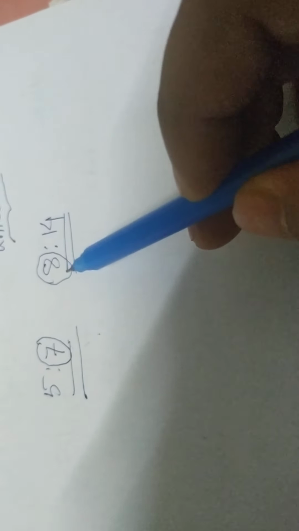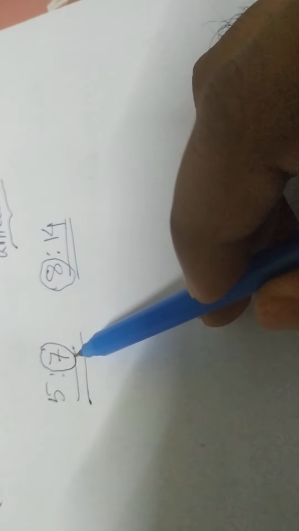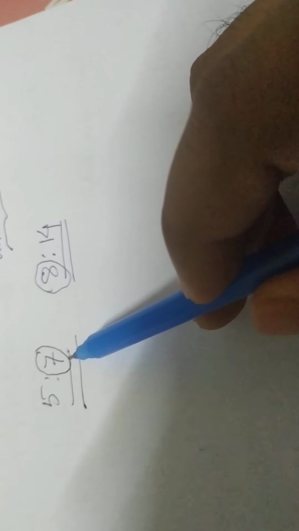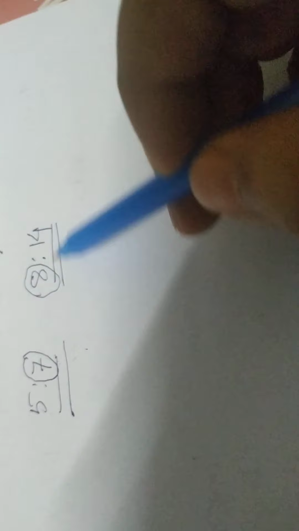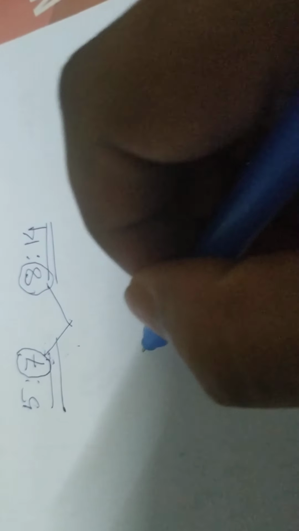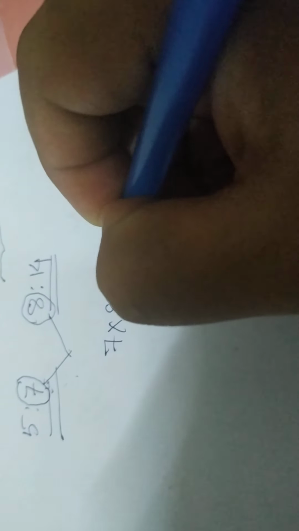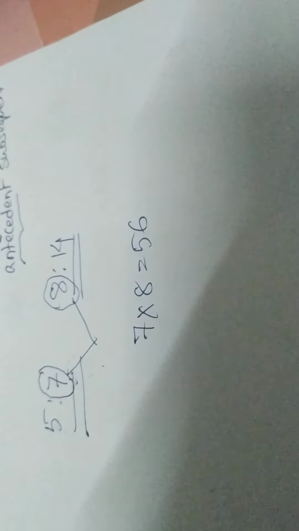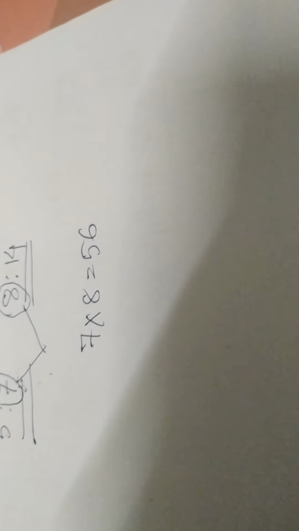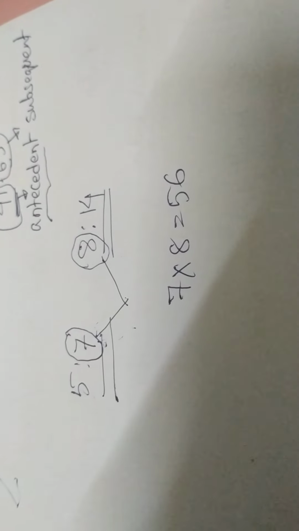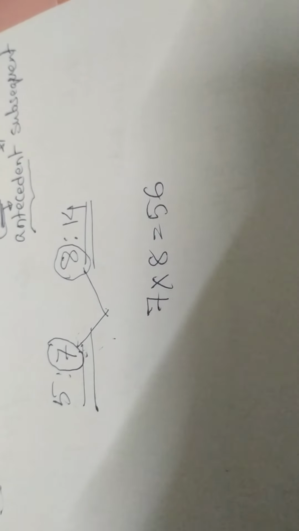So what we need to do is first multiply the subsequent of the first ratio with the antecedent of the second ratio. So let us multiply them. So what do we get? Seven into 8 is what? 56. Okay, so first what have we done? We have multiplied.